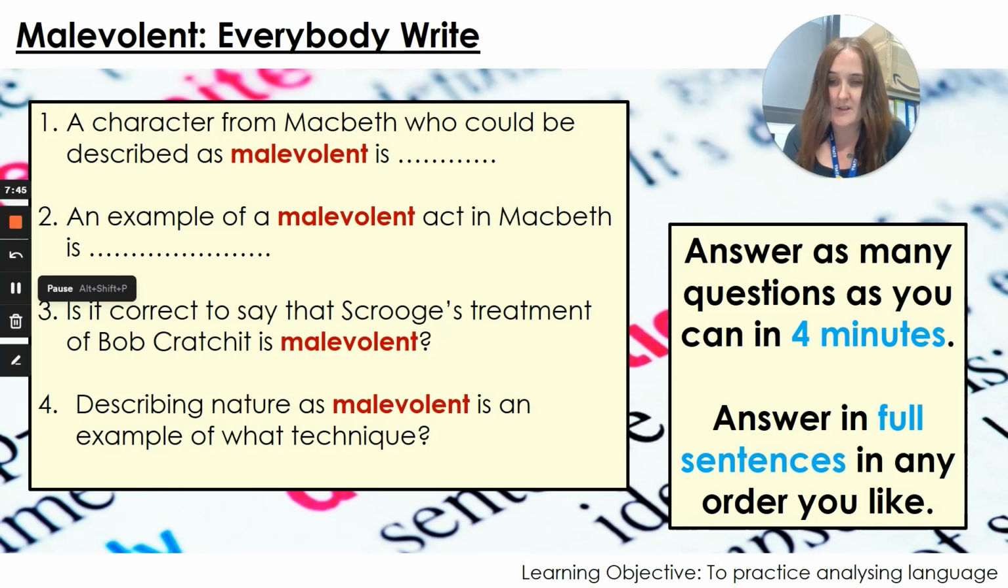So final question then, describing nature as malevolent, well, that is an example of personification. So give yourself a tick if you got that correct.